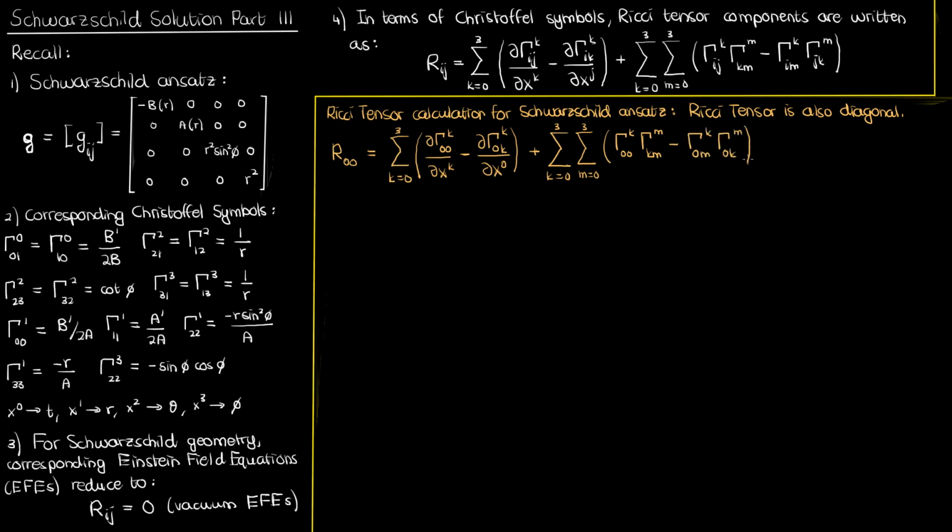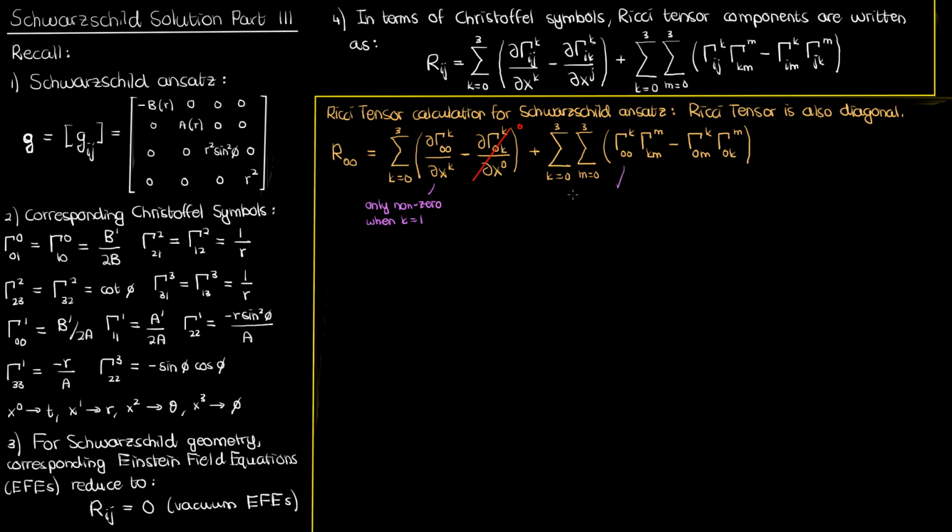But we can actually simplify this significantly. If we look at our Christoffel symbols on the left, the only non-zero term in this first partial derivative occurs when k equals 1. There's no other non-zero Christoffel symbol component like gamma 0, 0, 0 or gamma 2, 0, 0. The next partial derivative term is a partial with respect to t, and there's no t term in any of our Christoffel symbols, so this just goes away.